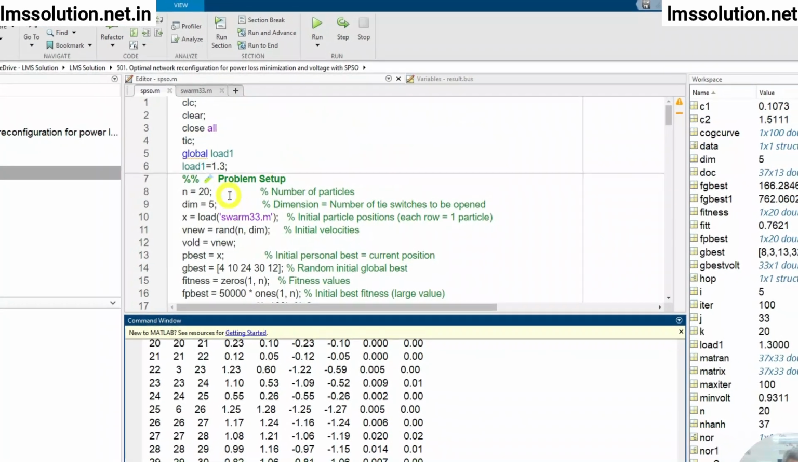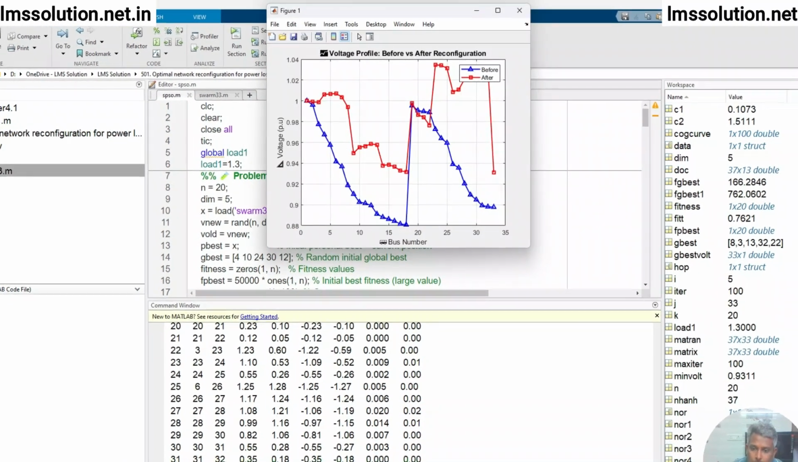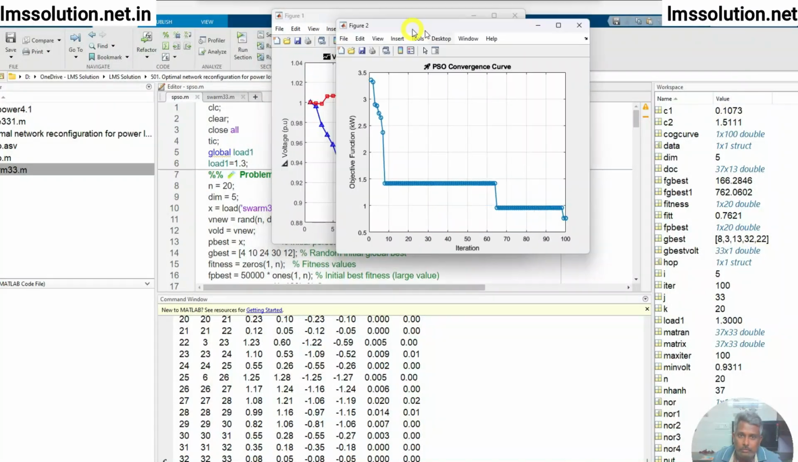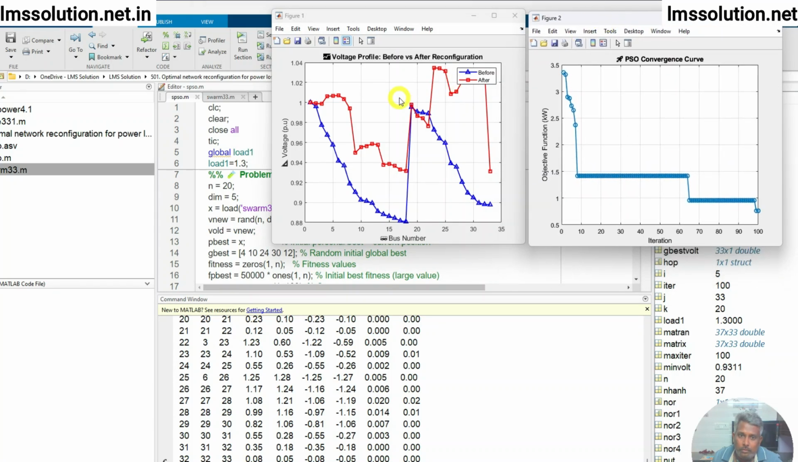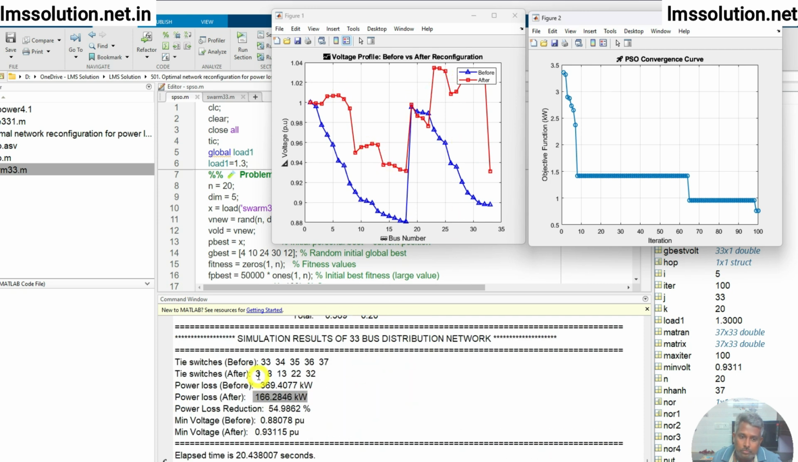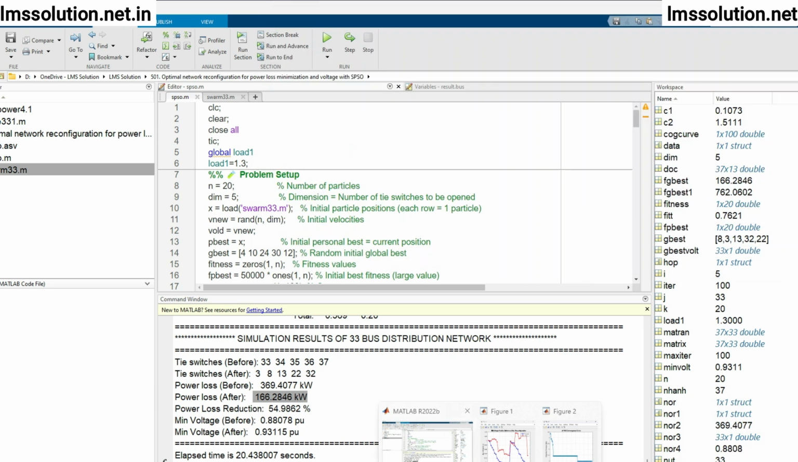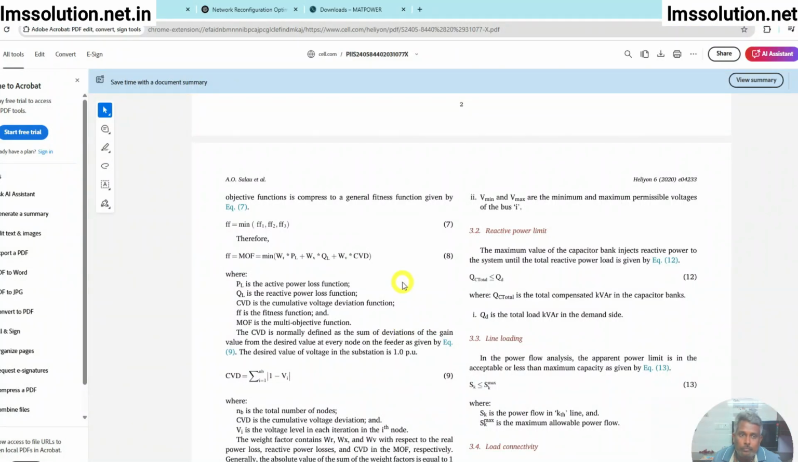okay. So 1.3, first we check the 1.3 details. So here is the result we are getting now. This is before optimization and the red one is after optimization, and here this switch open portion means the final optimized result for the switches 3, 18, 13, 22, 32. The power loss was 369.4077 kilowatt. Now it is 166.2846 kilowatt. And then you can check the paper result also.